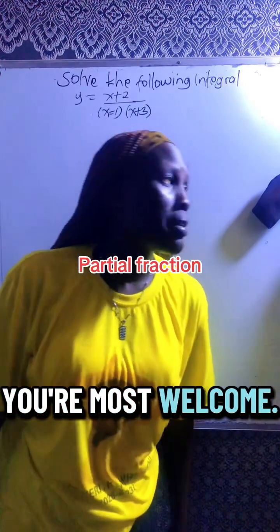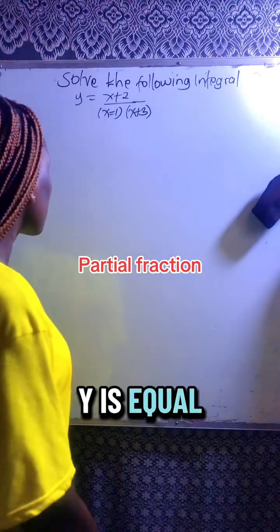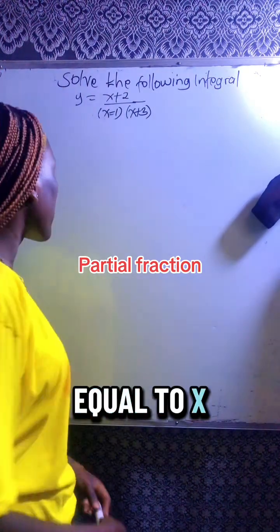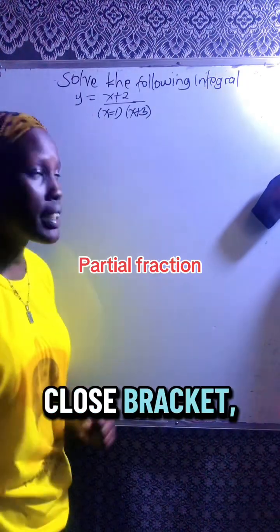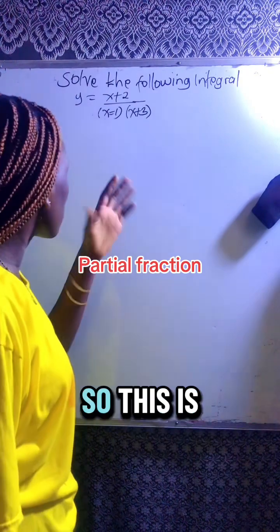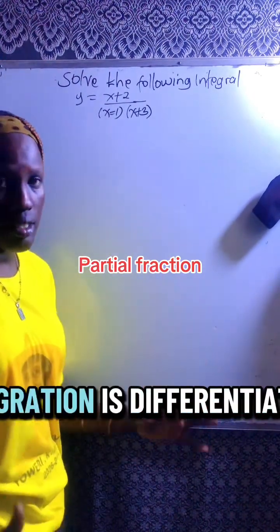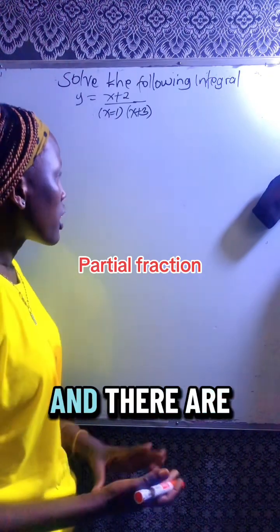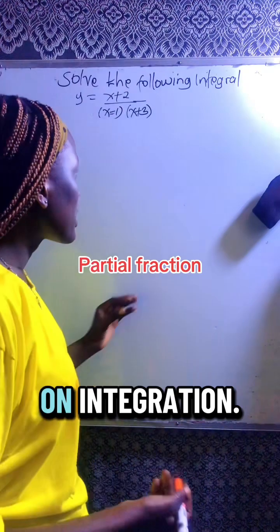You're most welcome. So here we have solved the following integral: y is equal to (x + 2) out of (x - 1)(x + 3). So this is integration, and the reverse of integration is differentiation, and there are very many methods you can use to solve problems on integration.